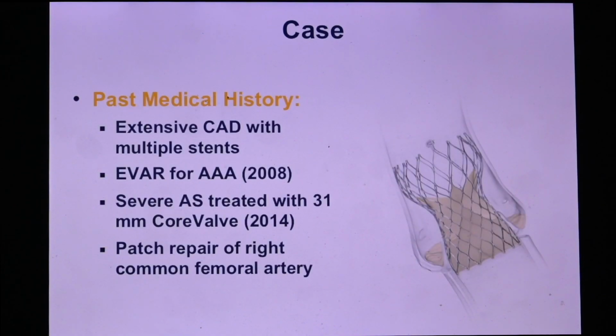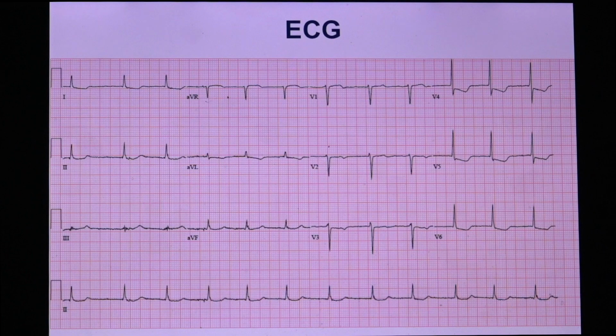This patient has a past medical history of extensive coronary artery disease with multiple stents, also has an AAA which was repaired with EVAR in 2008, and severe aortic stenosis treated with a 31mm core valve at our institute in 2014, which was complicated by a vascular complication that required patch repair of the right common femoral artery. This is the presenting EKG, which showed ischemic changes in the anterolateral leads.